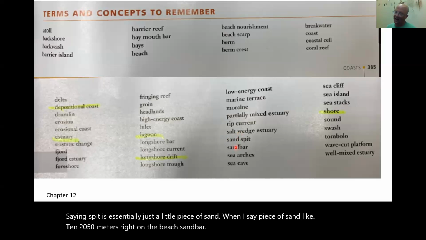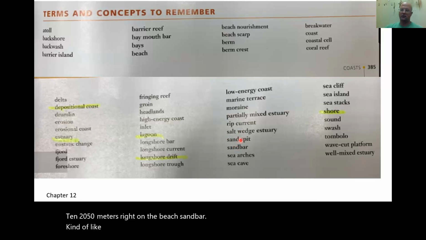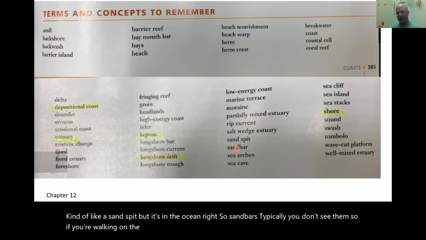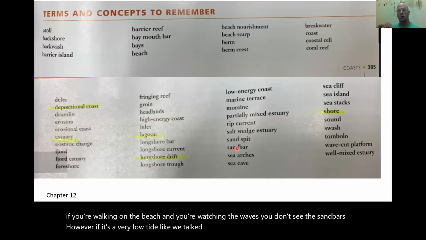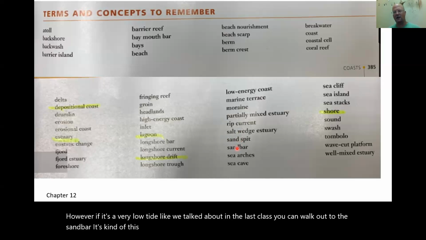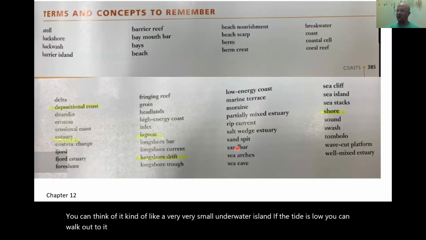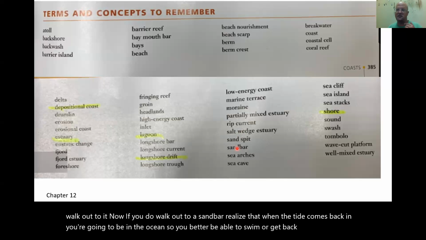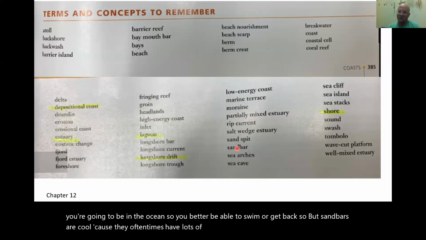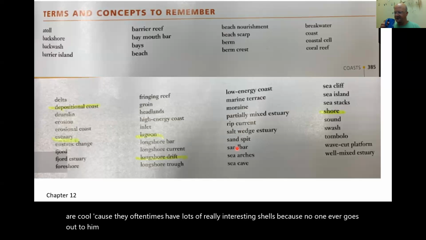Sandbar, kind of like a sand spit, but it's in the ocean, right? So with sandbars, typically you don't see them. If you're walking on the beach and watching the waves, you don't see the sandbars. However, if it's a very low tide, like we talked about in the last class, you can walk out to the sandbar. You can think of it kind of like a very small underwater island. If the tide is low, you can walk out to it. Now, if you do walk out to a sandbar, realize that when the tide comes back in, you're going to be in the ocean. So you better be able to swim or get back. But sandbars are cool because they oftentimes have lots of really interesting shells because no one ever goes out to them. But you do have to pay attention to the tides.